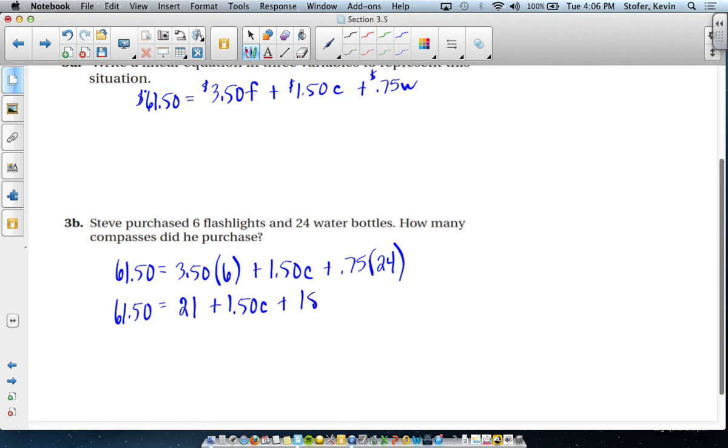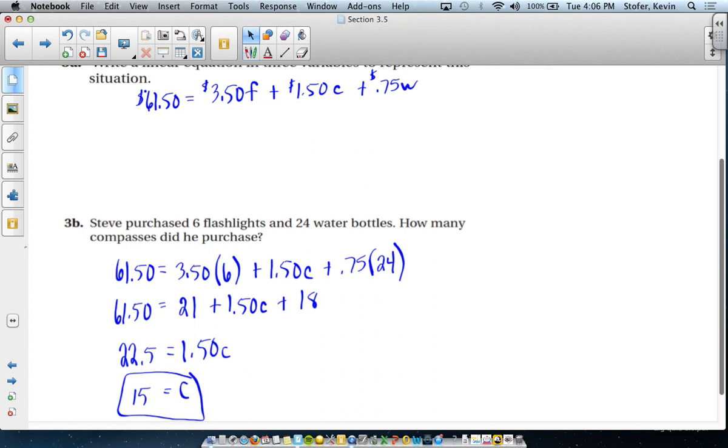plus 18. Get my variables by themselves, so subtract 21, subtract 18, and I'm going to be left with 22.5 will equal 1.5 times C. Divide both sides by 1.5, and C is going to equal 15. Why Steve needs 15 compasses is beyond me, but that's not what the problem's asking. I'll let you debate that and dream about that, and we'll talk about it tomorrow.